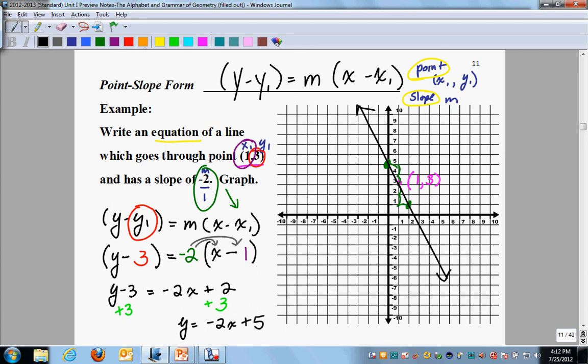Let's see if we can't graph that and see if it's the same line. It says right here that our y-intercept is 5. Let's see if that's true. 1, 2, 3, 4, 5. Lo and behold, that is our y-intercept. And our slope is -2 over 1. So again, from that 5, down 2 over 1, or up 2, to the left 1. Again, it's the same line.